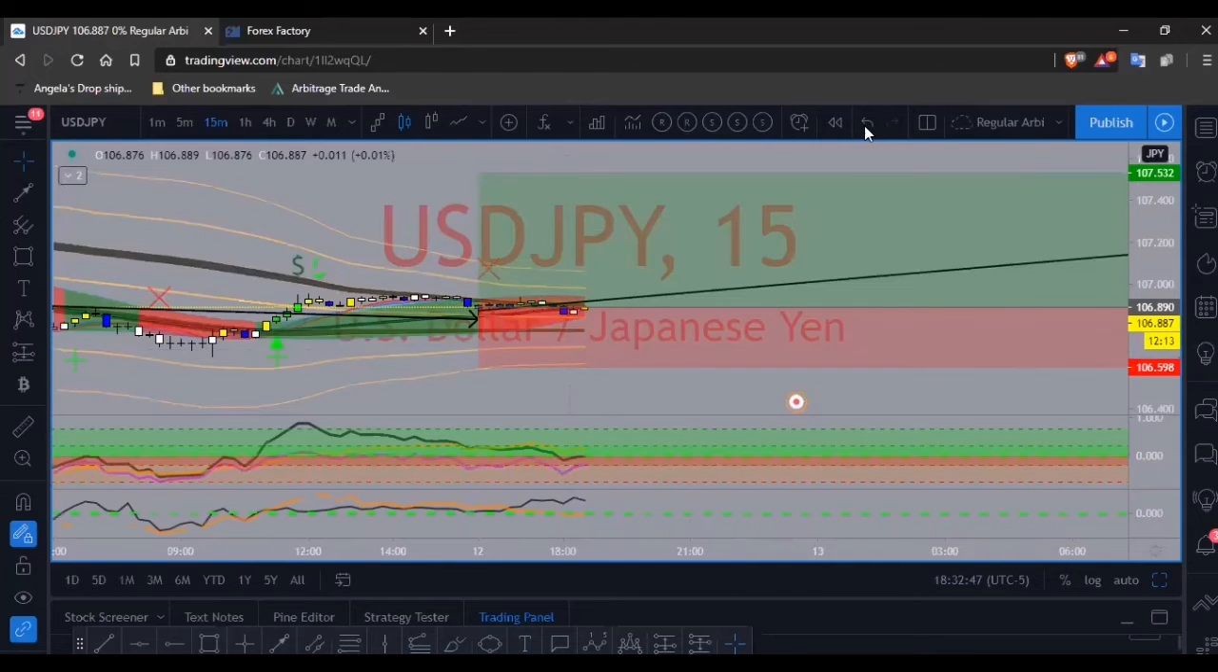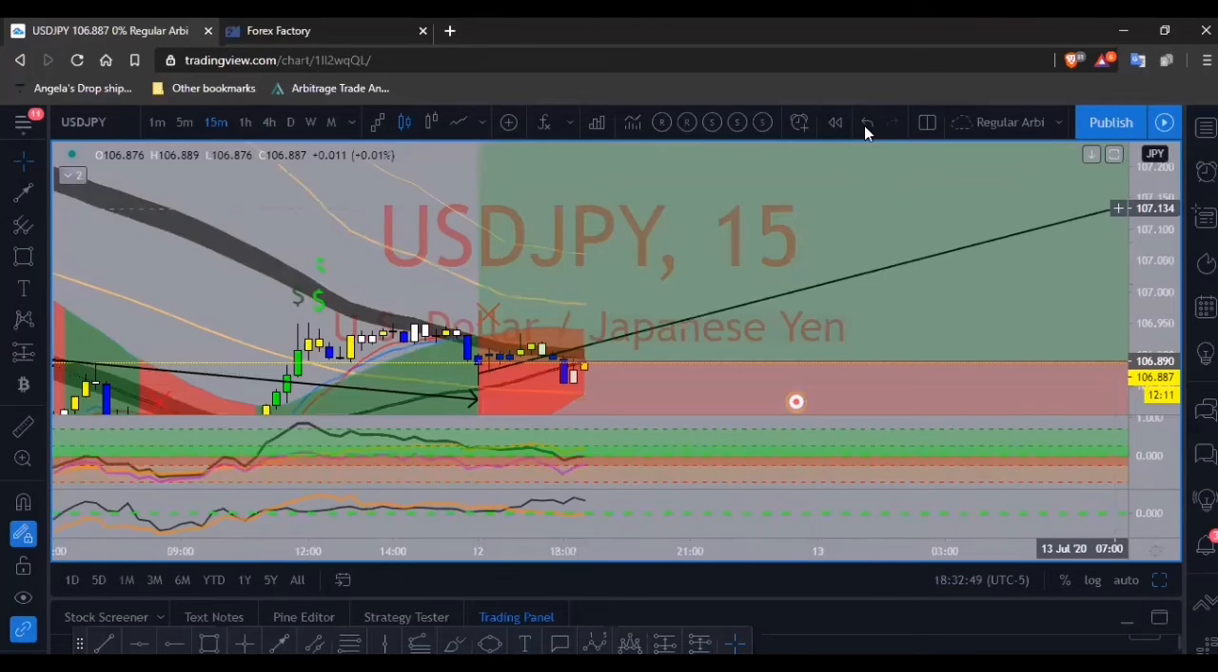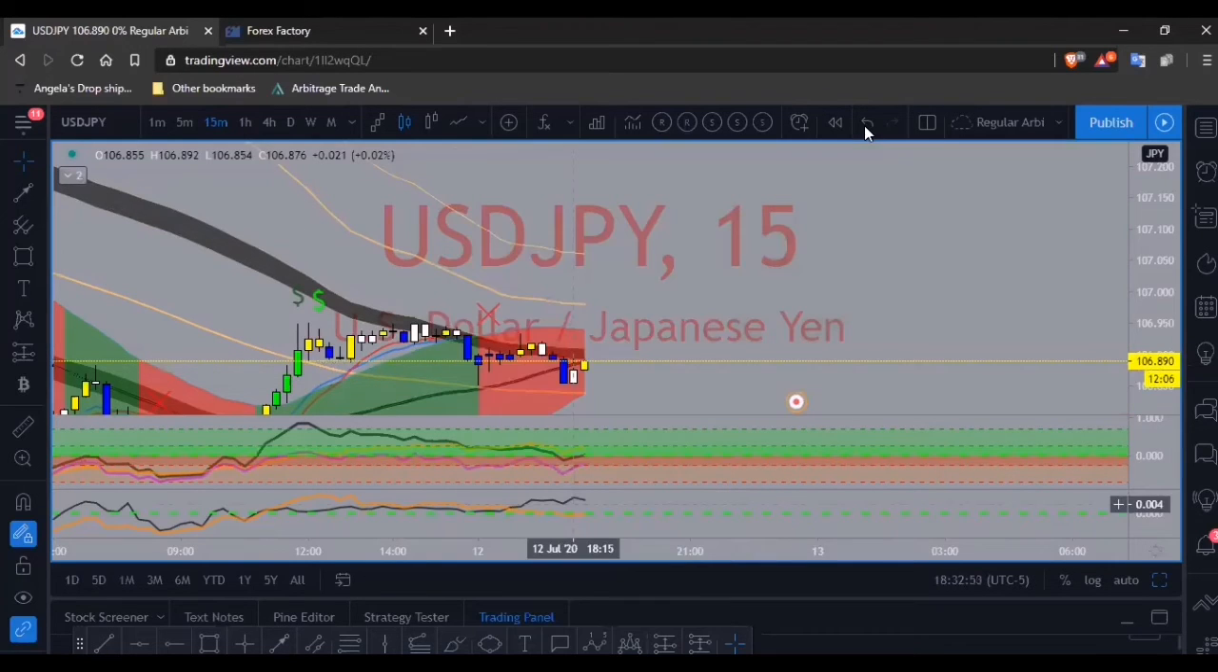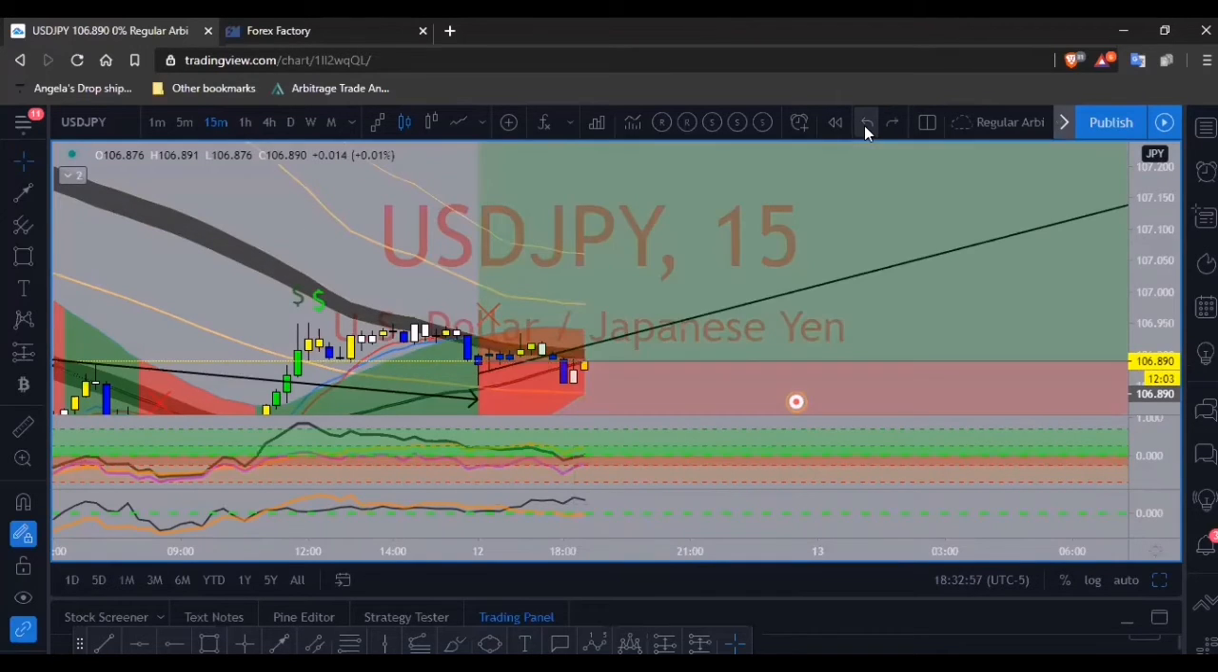15-minute time frame. Let me hide all the other drawings so that we can see. I did not mean to do that. I just meant to hide. There you go.